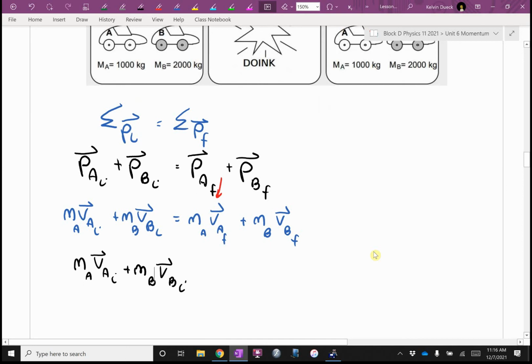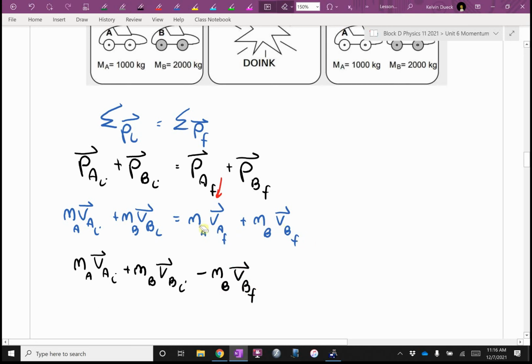What am I trying to get by itself? Oh, move this whole thing over? I got to be fussy. It's not the final velocity, it's final momentum. Subtract the MB VB final. So minus MB VB final. I like that. So that would take care of that.